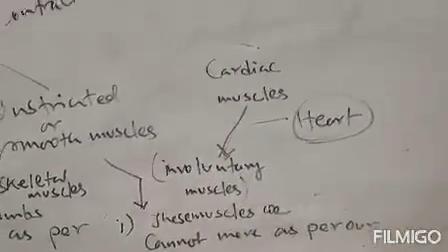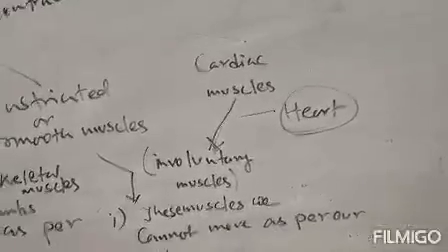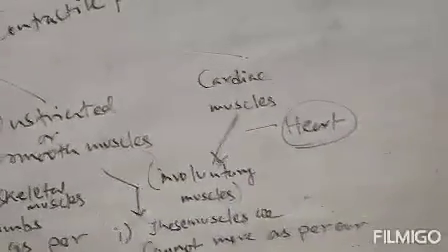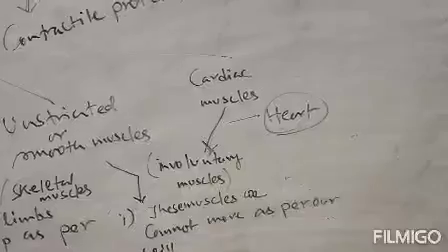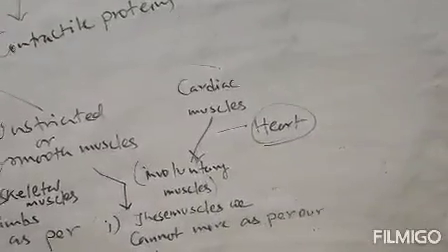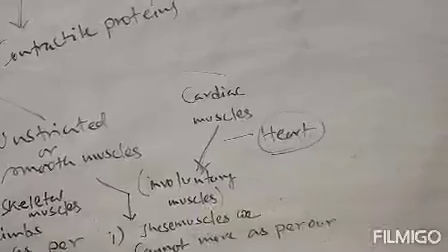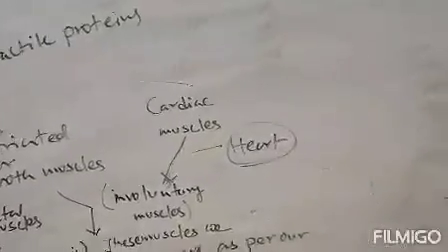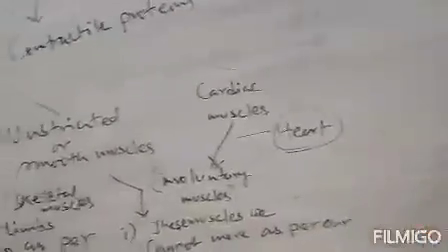Why involuntary? Because we cannot control the movement of the heart. We all know that we cannot control it. It beats 24/7. We cannot stop its movement, we cannot start its movement. That means the movement of the heart cannot be controlled by us, so they are involuntary muscles.